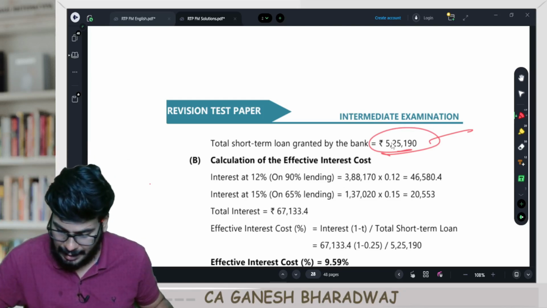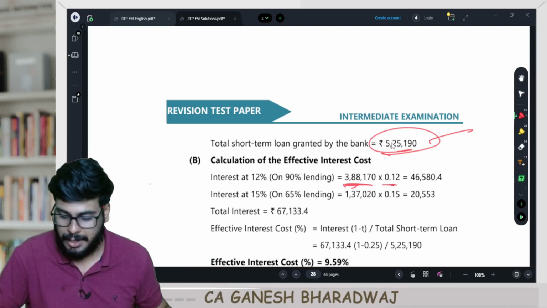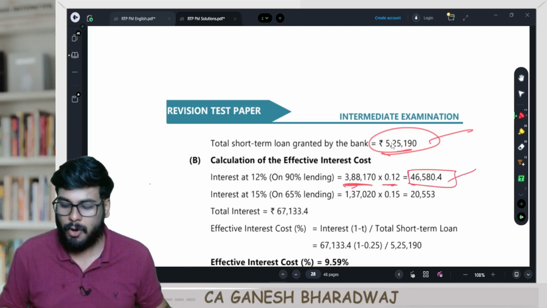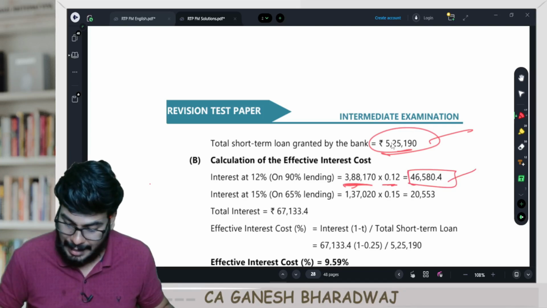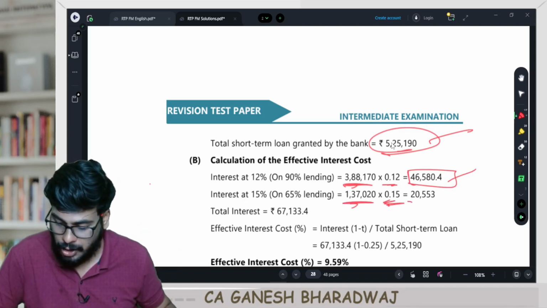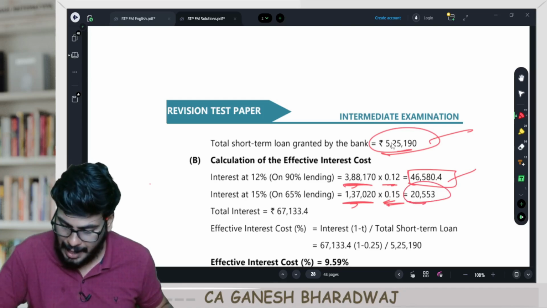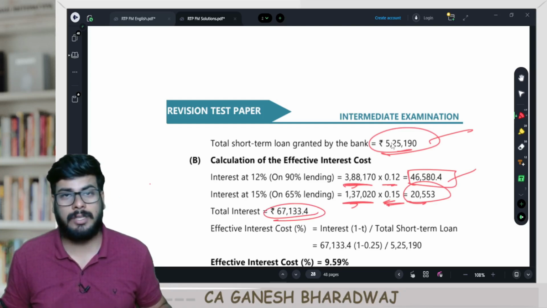On the first category lending, 3,88,170, the rate of interest is 12%. Multiply, and the total interest paid is how much? 46,580.4. Second category, it is 137,020. On that, 15% is the rate of interest, so the amount is going to be 20,553. Right? What is the total interest paid by the company? Add the two, you get 67,133.4.